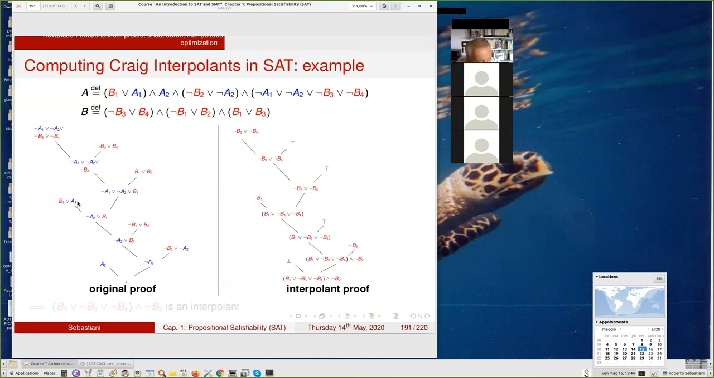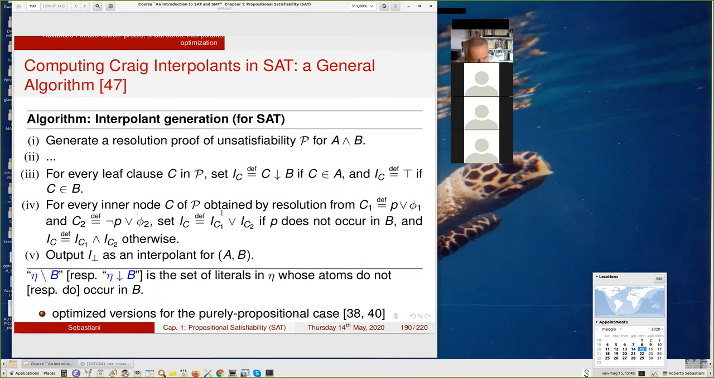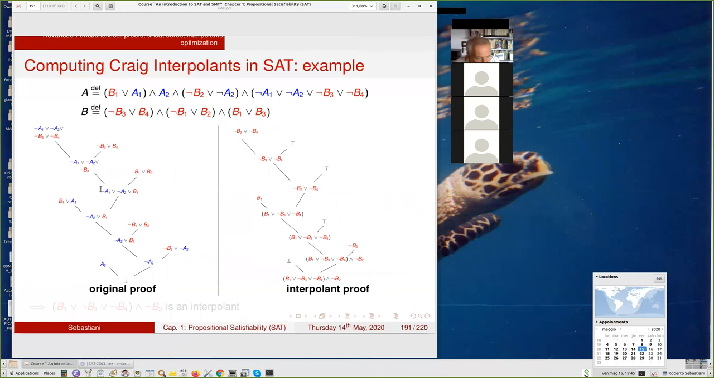Now, this clause here instead was in A again, here, okay. And this resolution was based on A1, so this was performed on variable A1. Of course, since this is a variable which does not belong to B, then we perform the OR of the two interpolants. Okay, and in fact we make the OR of this interpolant with this interpolant. We have then B1 and not B3 or B4.